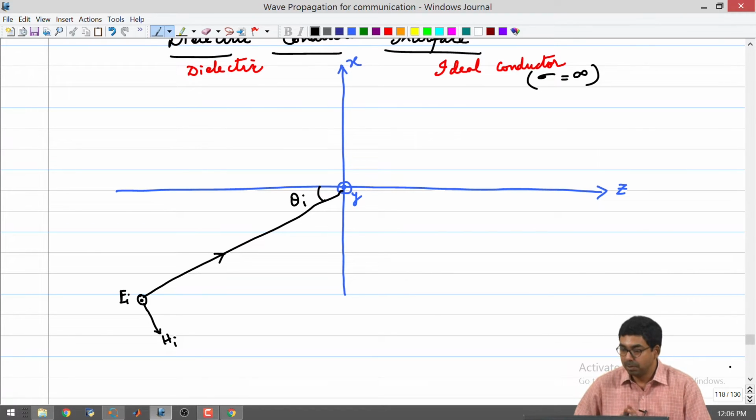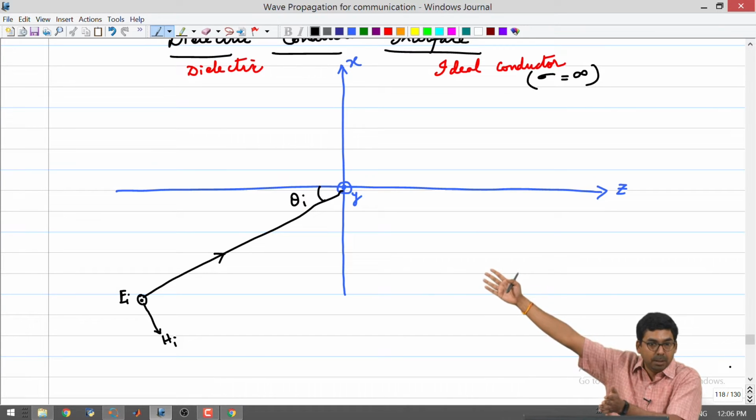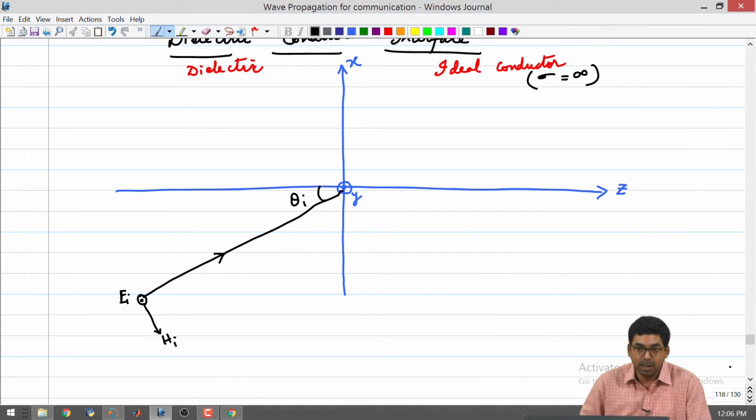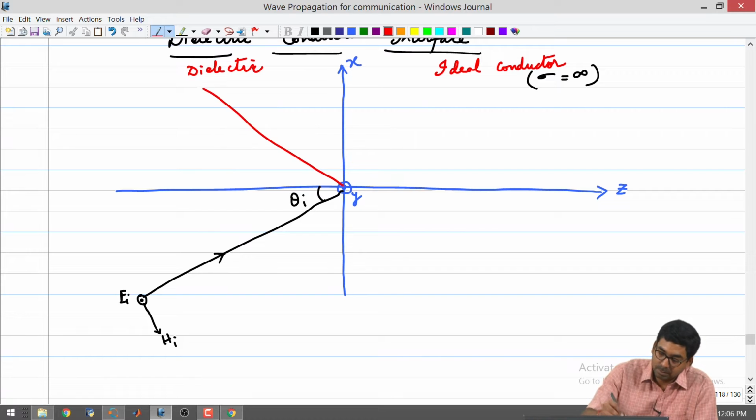We have to keep in mind that there is going to be absolutely no transmission for a semi-infinite medium of an ideal conductor. All you are going to get is reflection. So that makes the job a little bit simple. I draw a reflected ray.